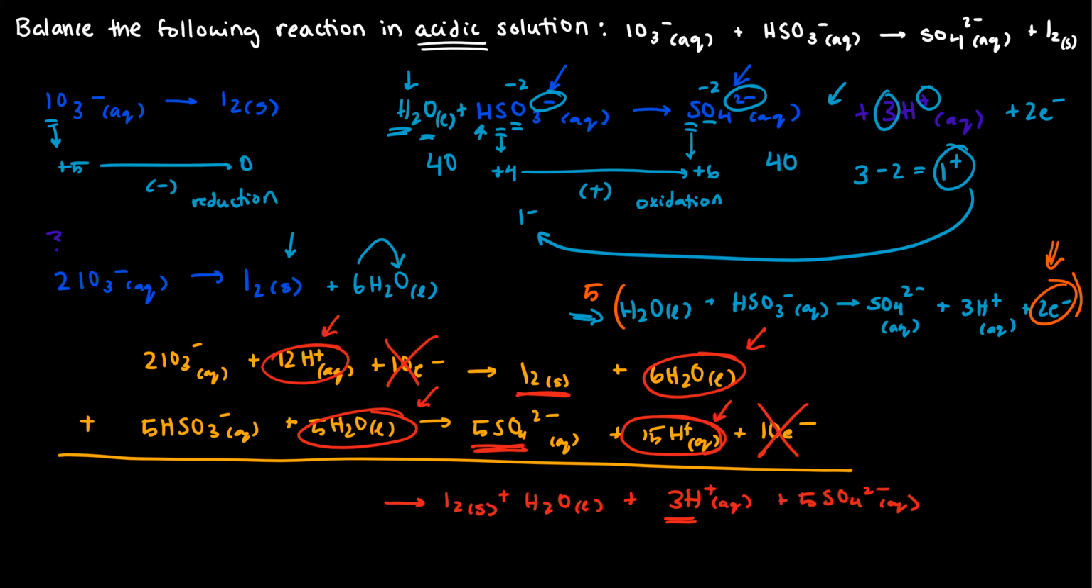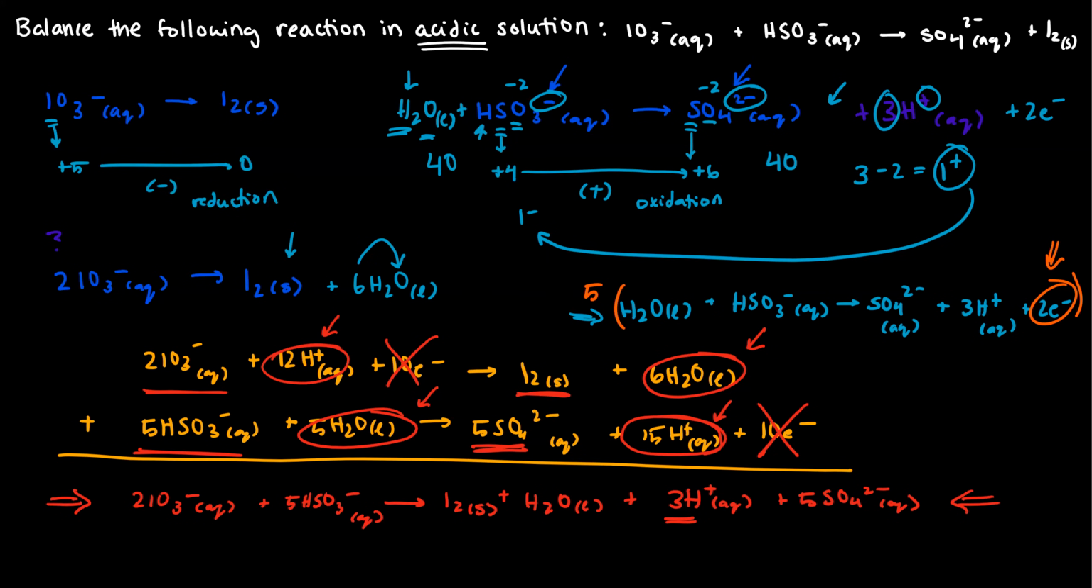Now moving to the left side, we can see that our iodate and our hydrogen sulfite aren't going to cancel off with anything either, so we just bring them right down into our final equation. And this right here is our final balanced equation.